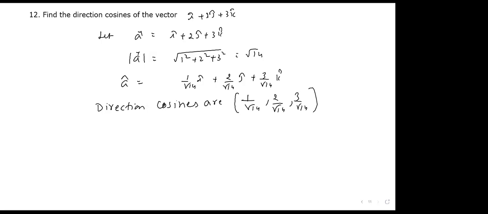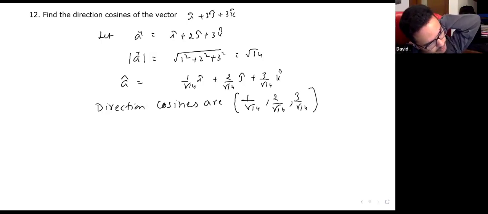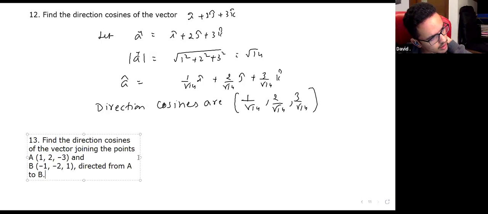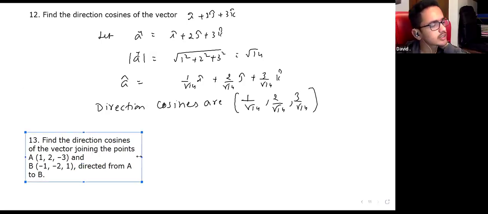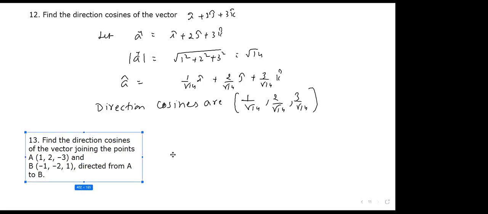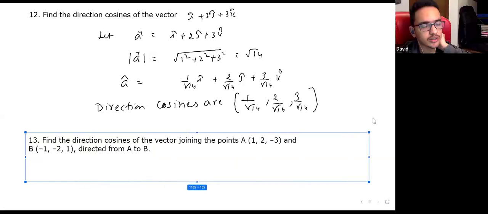Find the direction cosine of the vector joining the points A, B, directed from A to B. What does directed from A to B mean, sir? It means the AB vector. Direction is from A to B. A is the initial point and B is the terminal point. Got it.